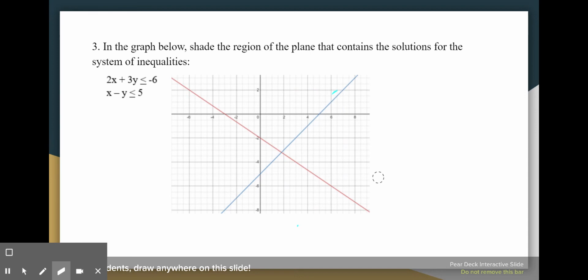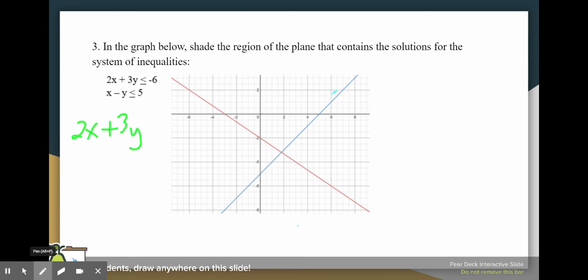Okay, this one already has them graphed, but they want us to shade the region. So we need these in slope-intercept form because that's what we're used to, which means we need to solve for y. So let's look at this first one right here. So I have 2x plus 3y less than or equal to -6. I'm going to subtract that 2x because I need to get y by itself. That's slope-intercept form. So I have 3y less than or equal to -2x minus 6 divided by 3.